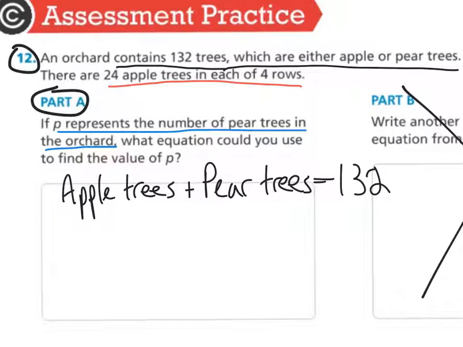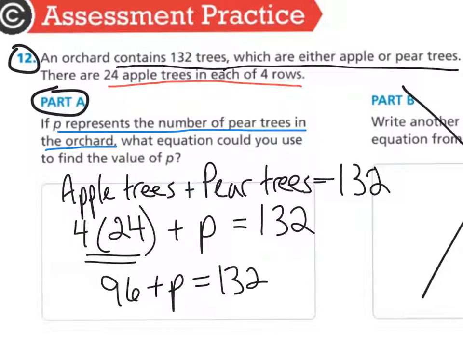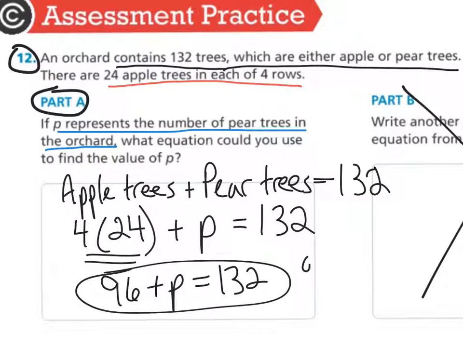So for the apple trees, we have 4 rows of apple trees. Each row has 24, so we could do 4 times 24 or 24 times 4. The pear trees is just P. And then the only other thing we could do here, we could go ahead and multiply 4 times 24, which is 96. So that would be one way.